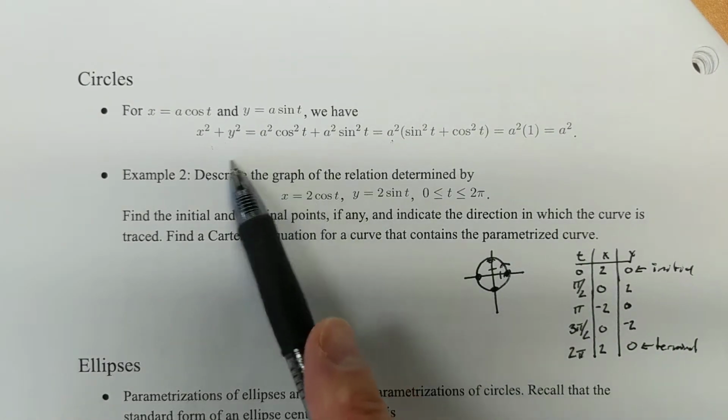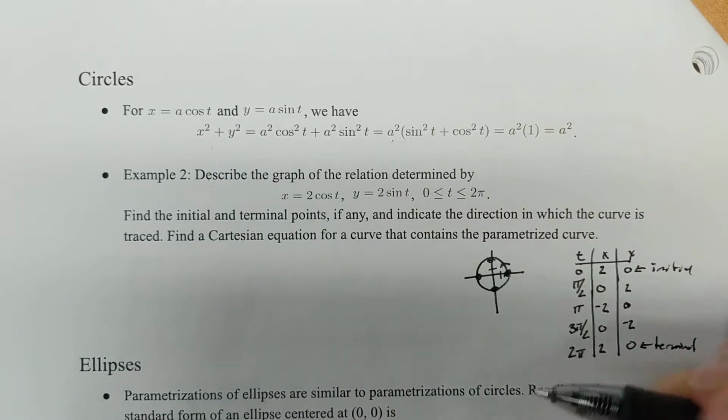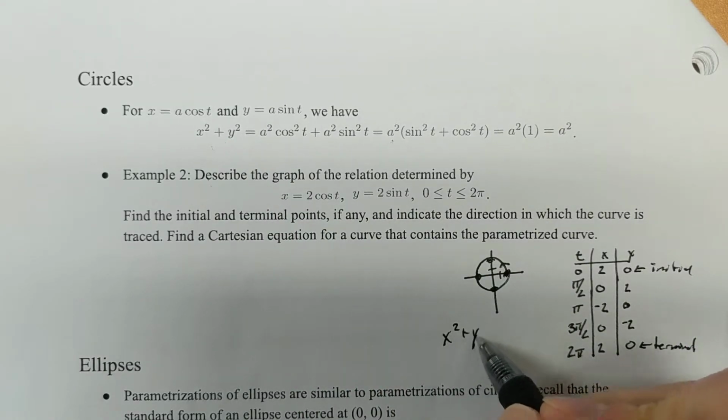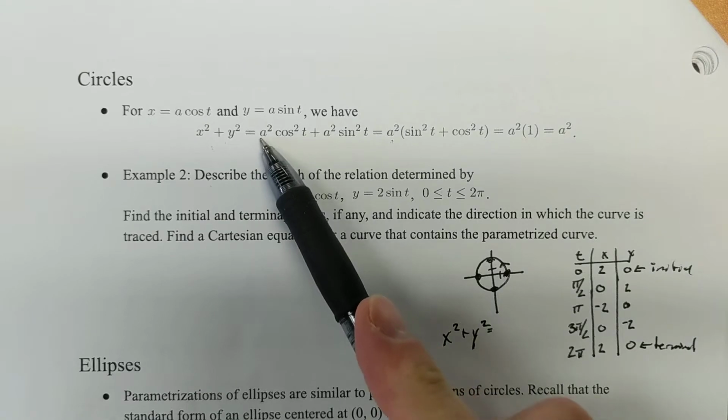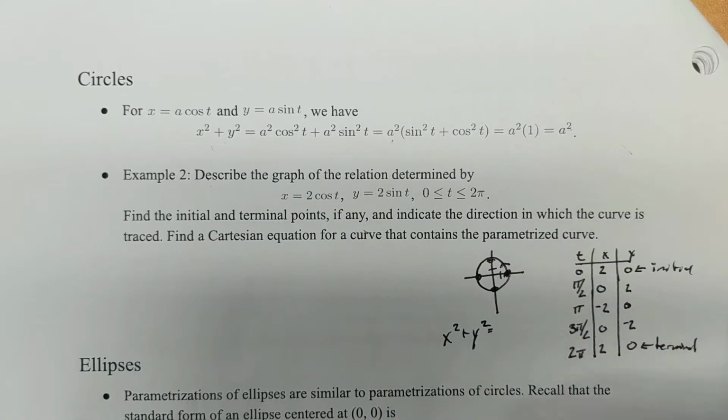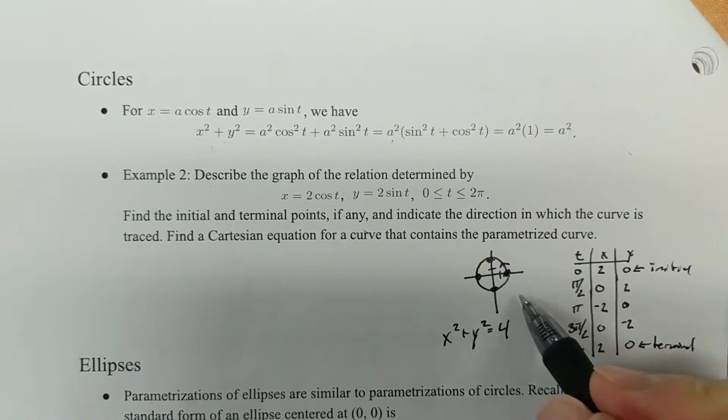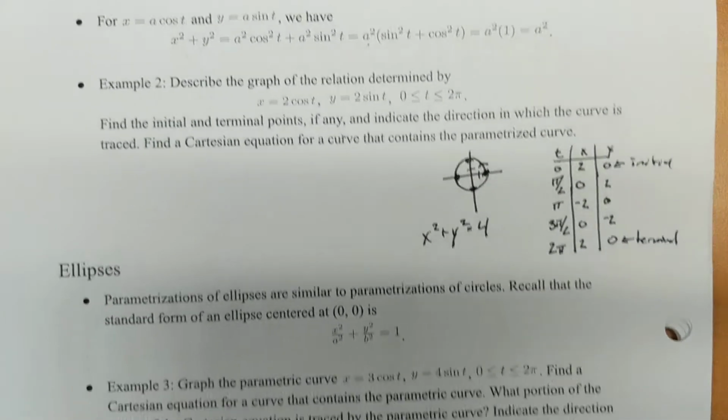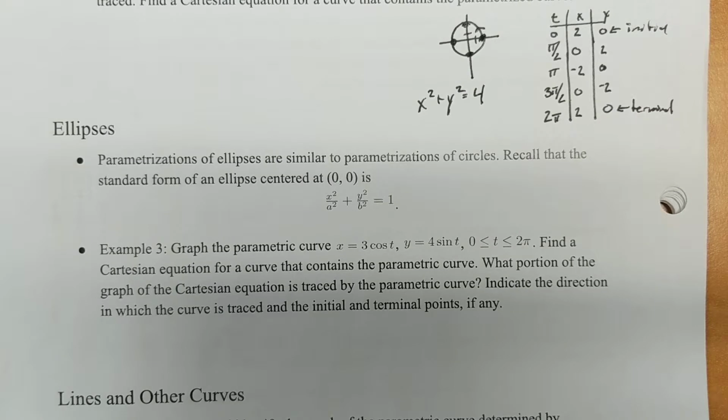If you look at this up here, there's my x squared plus y squared, and it's going to equal the coefficient squared. The coefficient was 2, so it's going to equal 4. So this is actually an equation of a circle with radius 4. All right, you can also do the same thing with ellipses, except you have this formula.